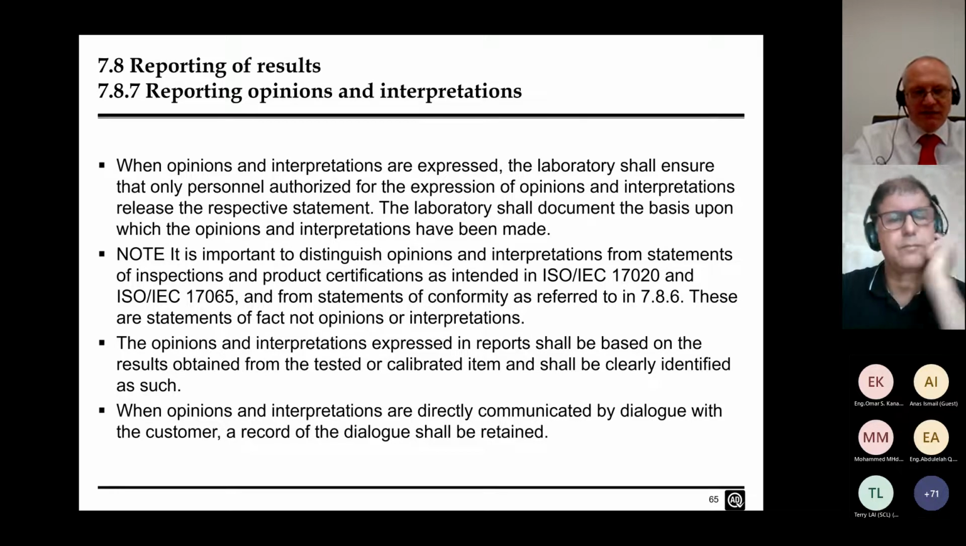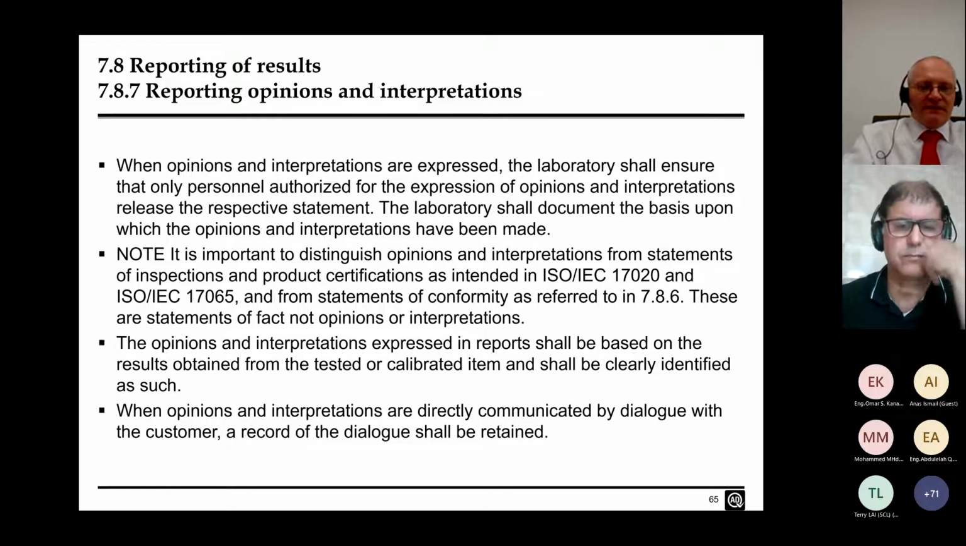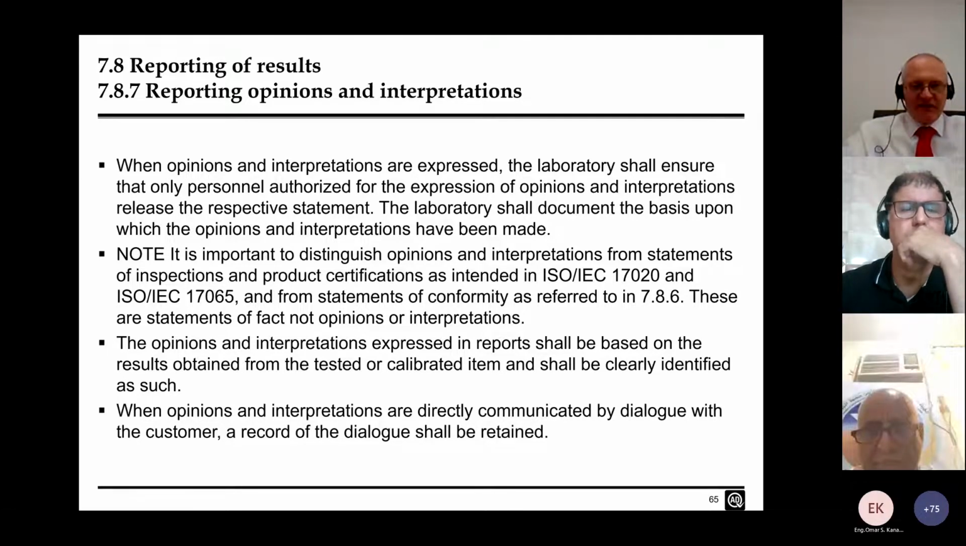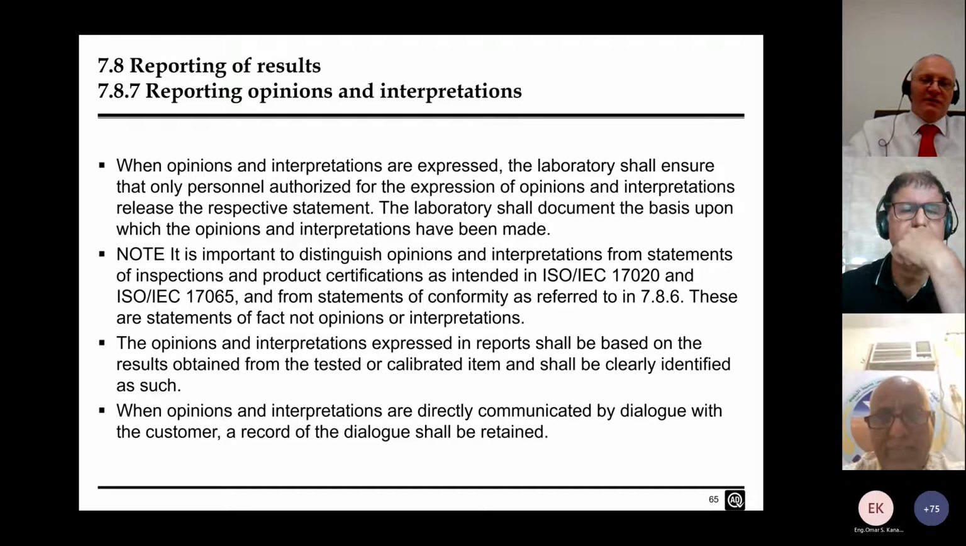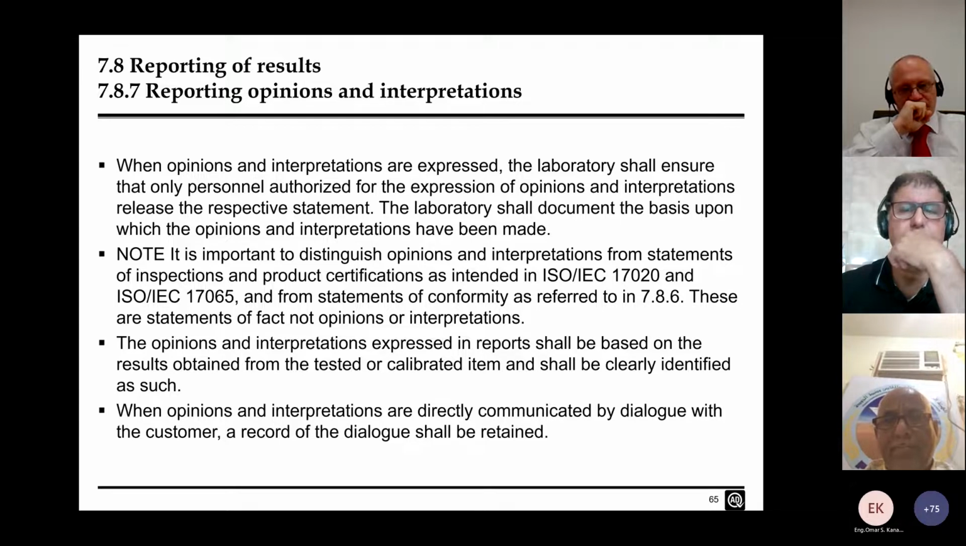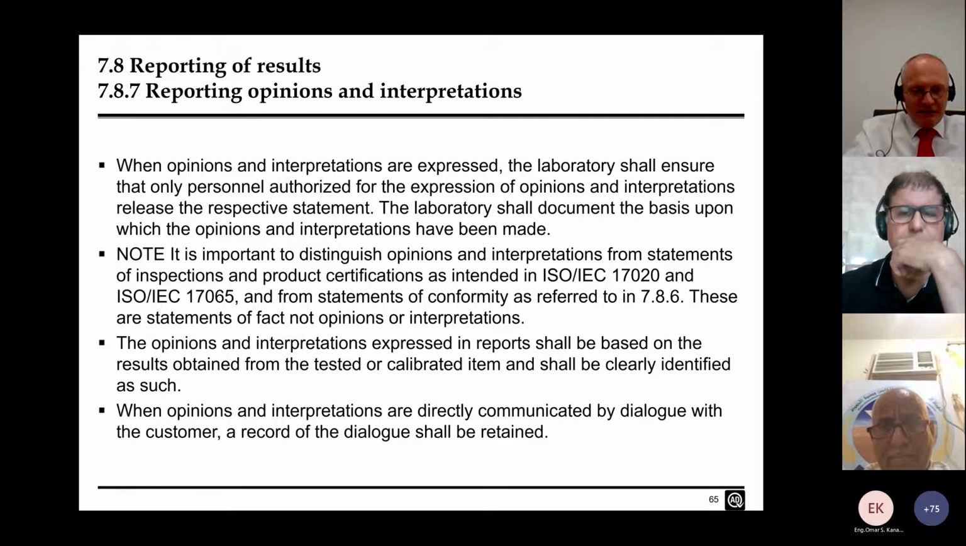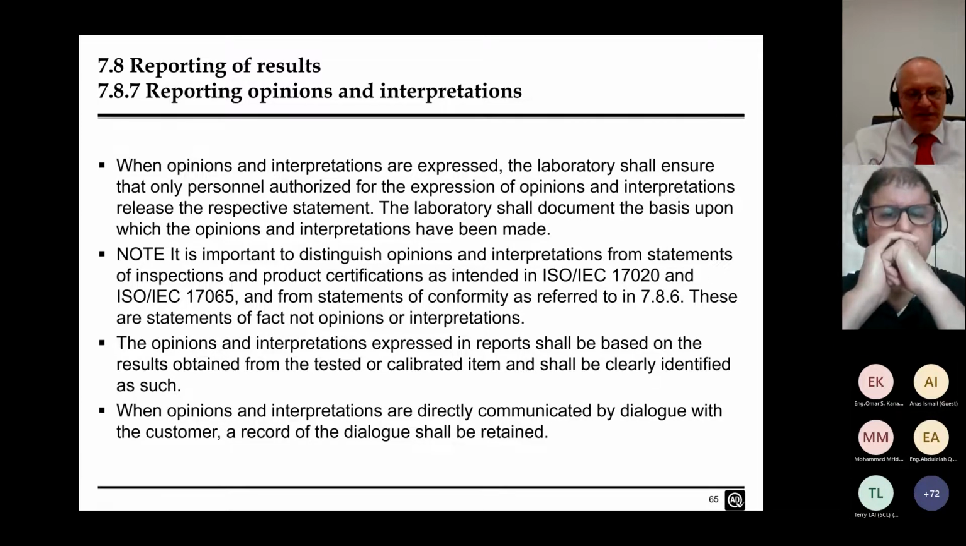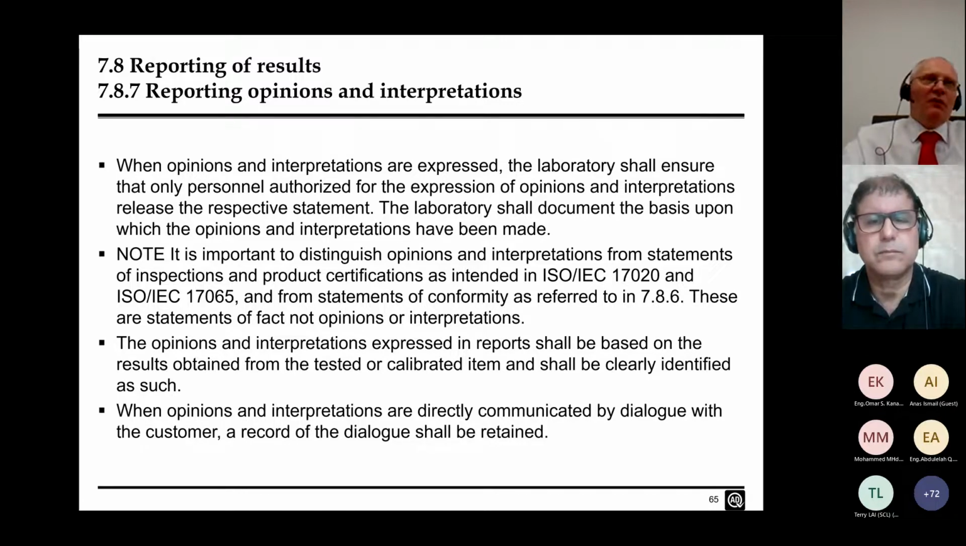It's an interesting subject. Opinions and interpretations. The important thing here is that only personnel authorized for the expression of opinions and interpretations shall make them. And you should document the basis upon which the opinions and interpretations have been made. We're not talking about pass/fail. We're talking about opinions. Do you think we can use this for that? Should we be replacing this one? Is this all right for such and such? Or maybe something more formal than that. But these are the ones that generally happen.